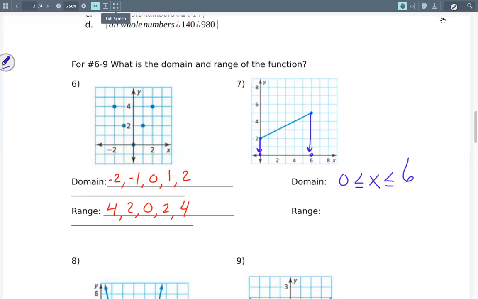These 2 points here. Now my range, well, if I smush it against my y-axis, okay, same thing, same symbols because they're closed points. Well, my lowest y value is 2, and my highest y value is 5. So it's a range of values.